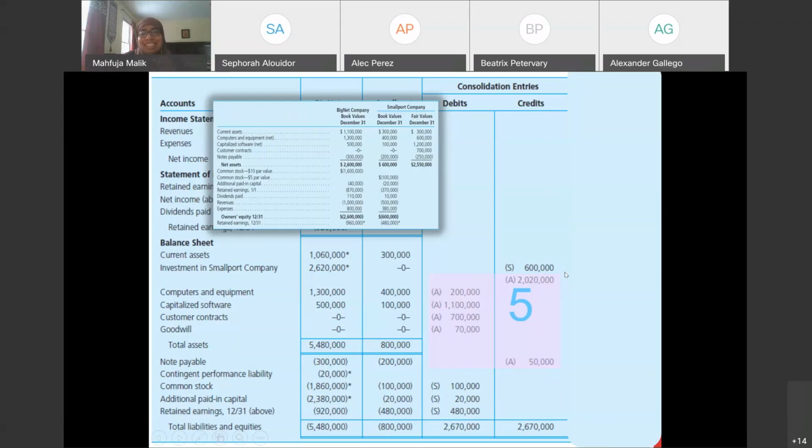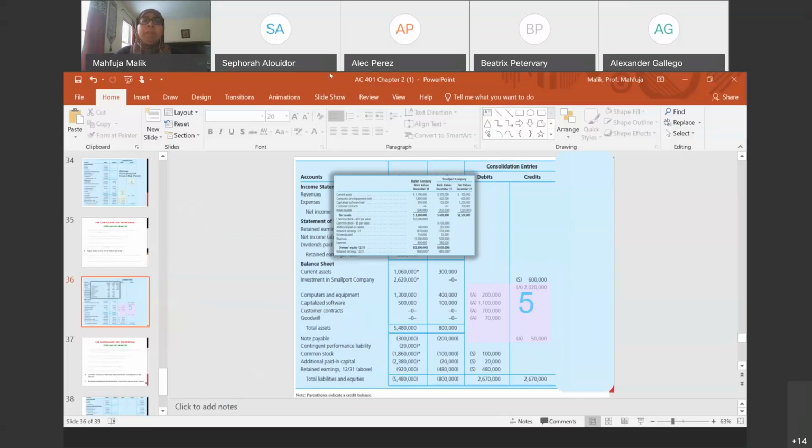Now if you want to see the journal entry, you will see that your debit side is off. It's not a balanced entry because on your credit side you have 2,020,000 and 50,000. And if you add all the debit items that you increased, 200,000, 1.1 million, 700,000, your debit side will be off by 70,000. And this is what we call goodwill. And we have to debit goodwill. So we will show you this second journal entry. And of course, we'll take a break, but thanks for your patience.